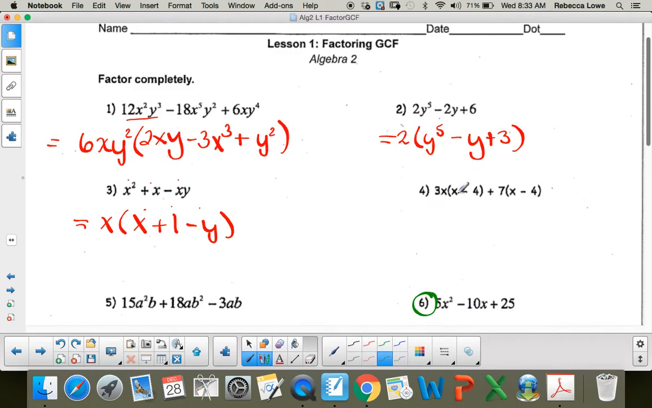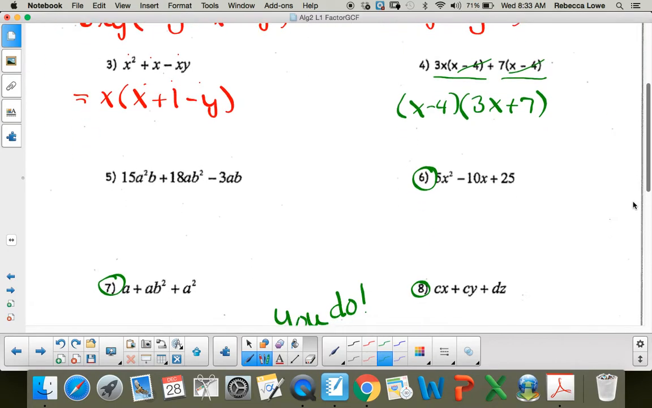Number 4, this is an important one because here the greatest common factor is actually a binomial. If you notice, this one and this one share a factor of x minus 4. So x minus 4 is the common factor, and when you pull that out, you're left with 3x plus 7. That's a hard one to do, but that's part of our factoring by grouping, which we'll eventually get to.